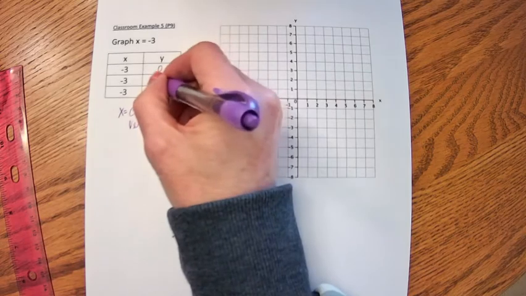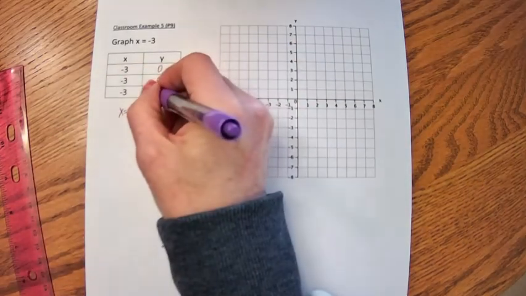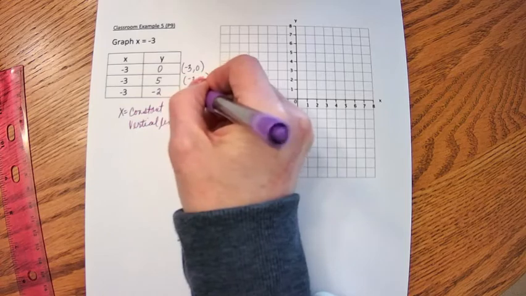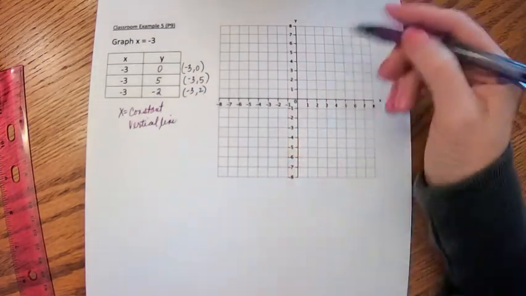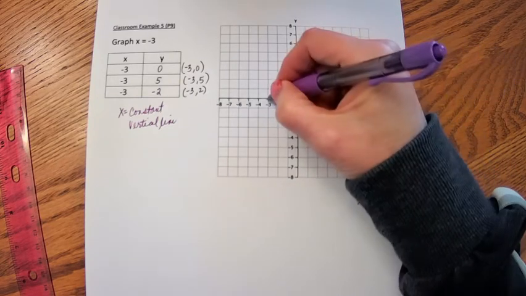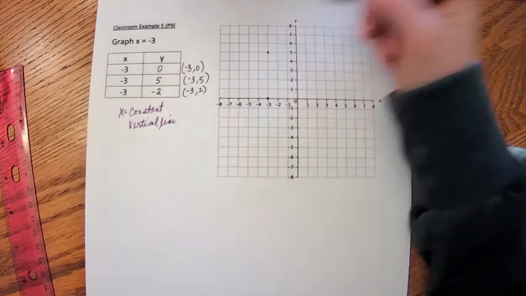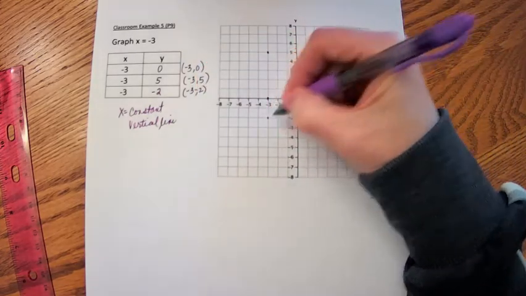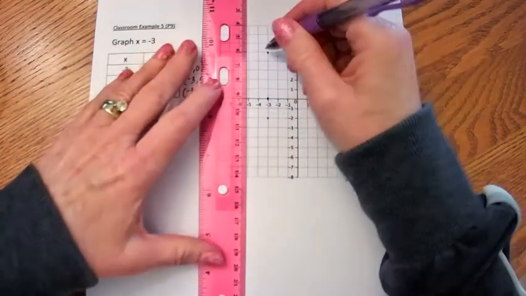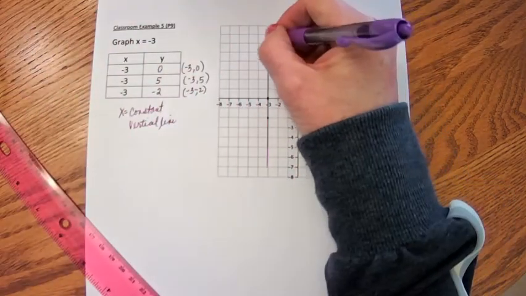X is negative 3 no matter what value you put in for y. I'll put in 5. So the point (-3, 5) is in there, and I'll put in the point (-3, -2). So this is going to be a vertical line that crosses through (-3, 0), (-3, 5), and (-3, -2). Here's my vertical line.